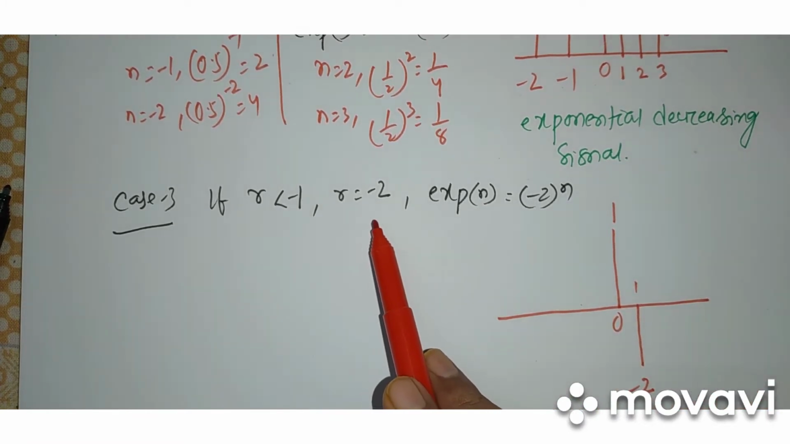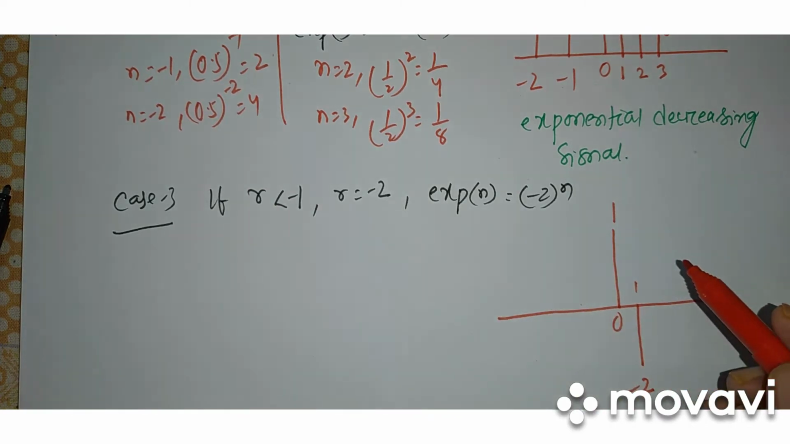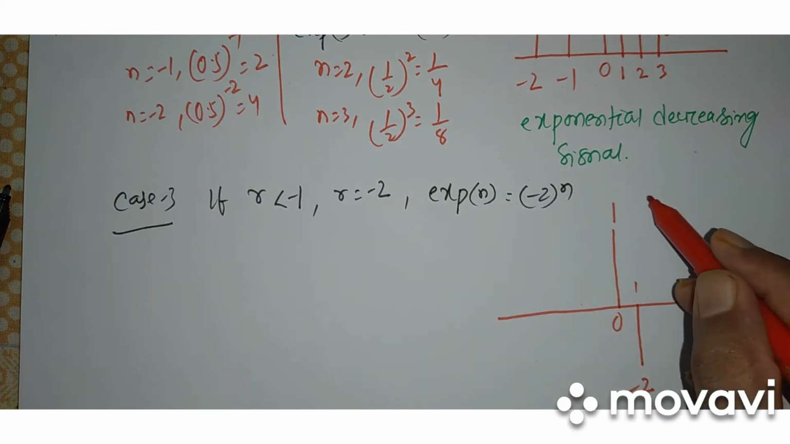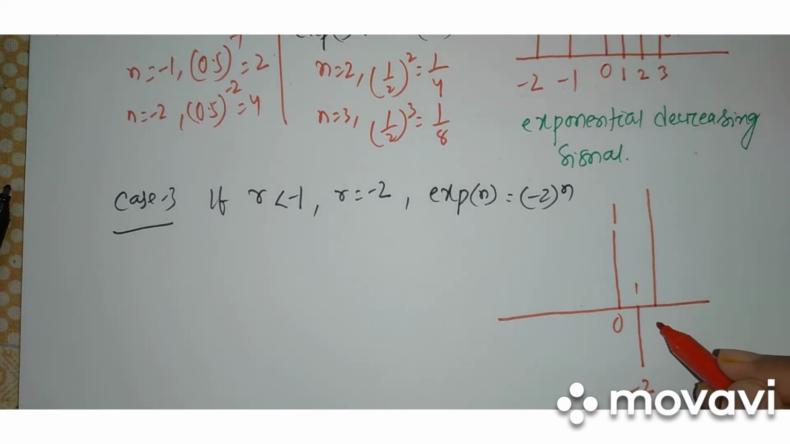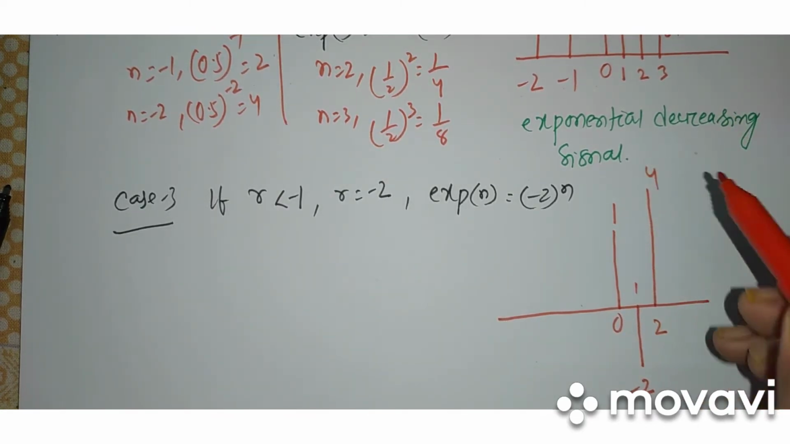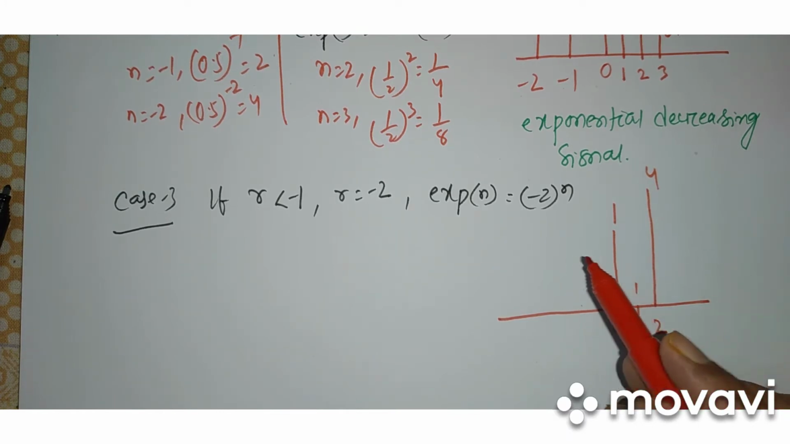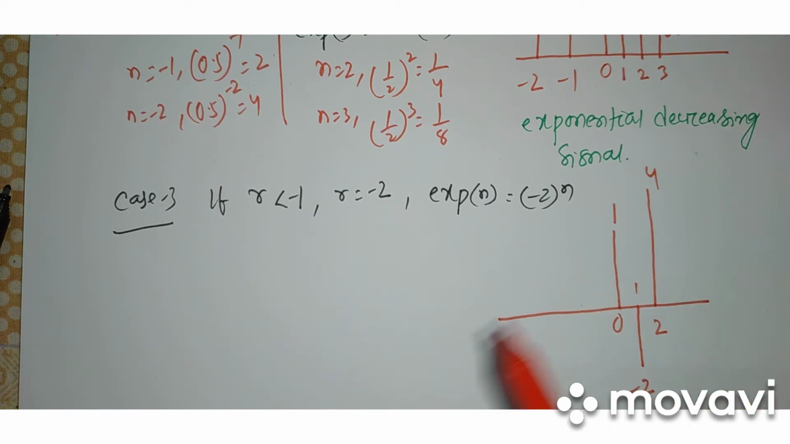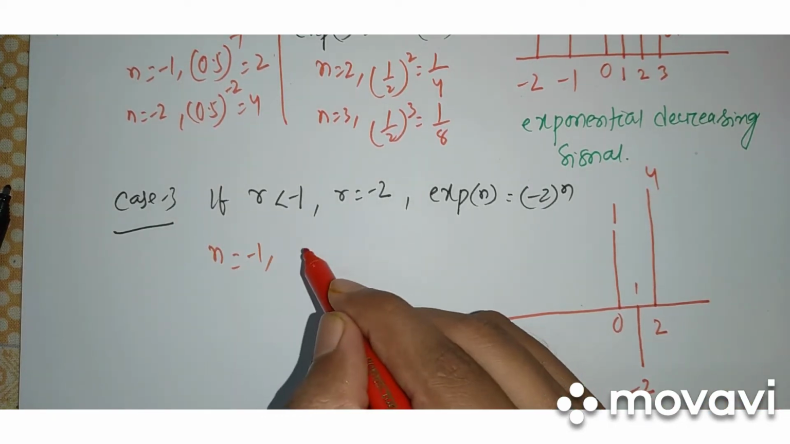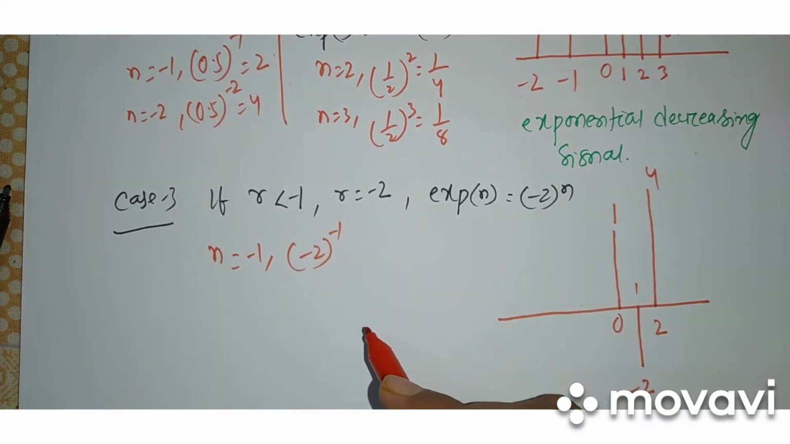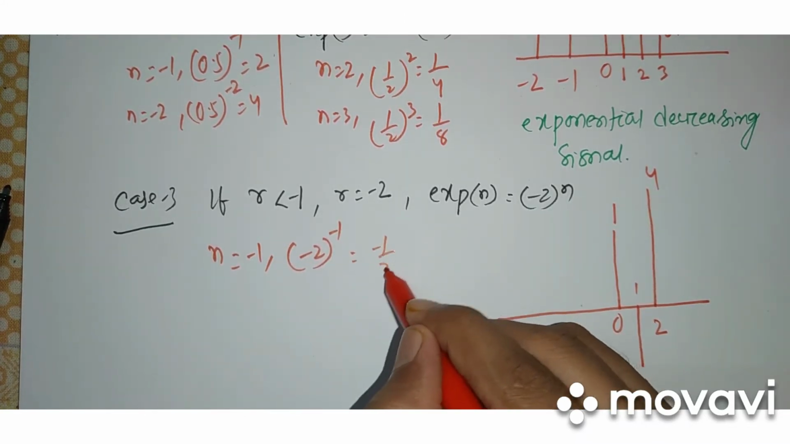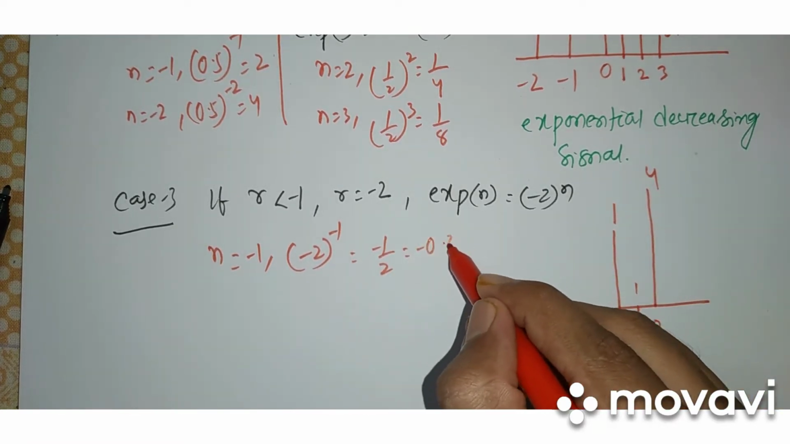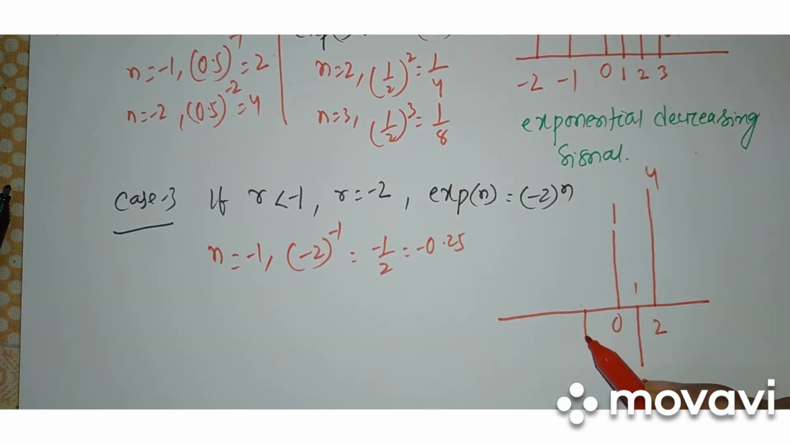Now when n equals 2, minus 2 to the power 2 is 4. Similarly, when n equals minus 1, it is minus 2 to the power minus 1, yes or not? So how much is it? It is minus 1 by 2, so it is minus 0.25. So at n equals minus 1 it is minus 0.25.